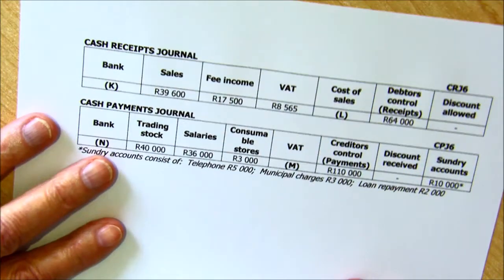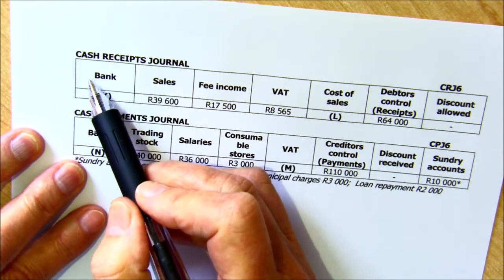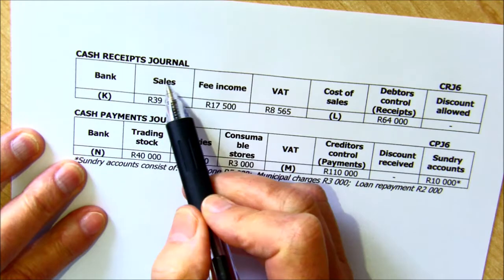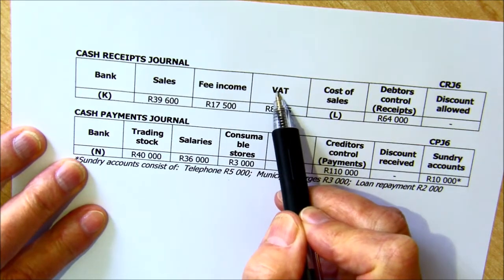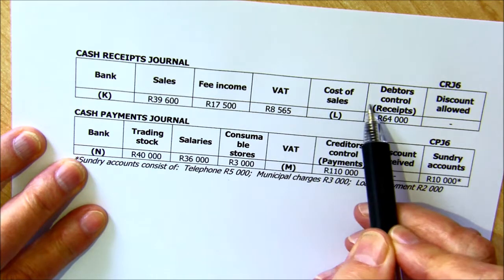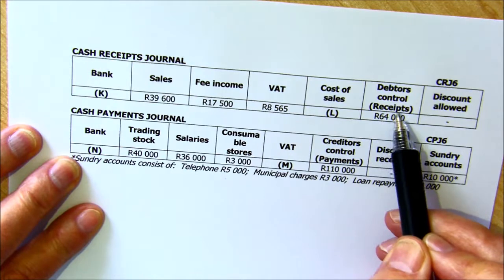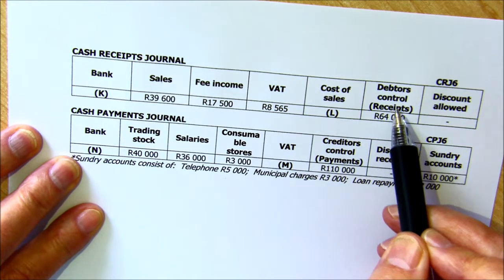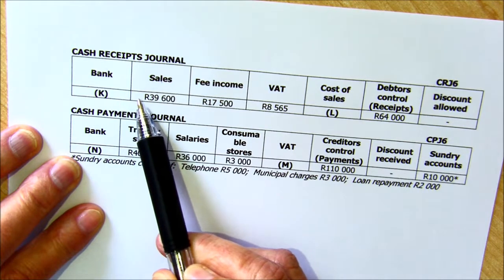Now the bank works exactly the same as the petty cash. The bank in the cash receipts is the total money you receive. And you will receive money for your sales, you'll receive for your fee income, you'll receive for VAT. You do not receive for cost of sales. Remember, that is not money received. But you'll also receive from your debtors. And so K is literally just the missing figure again.